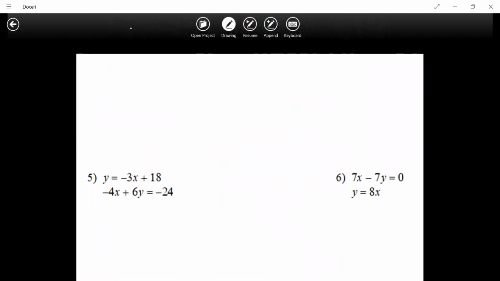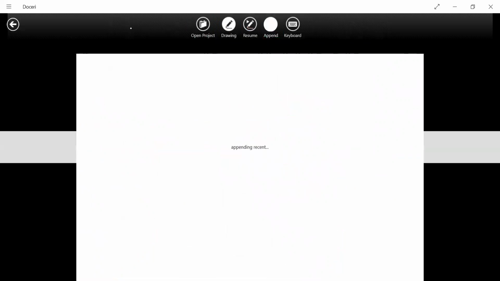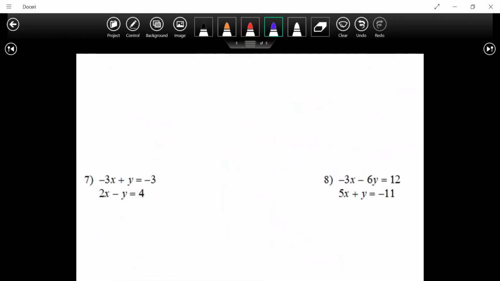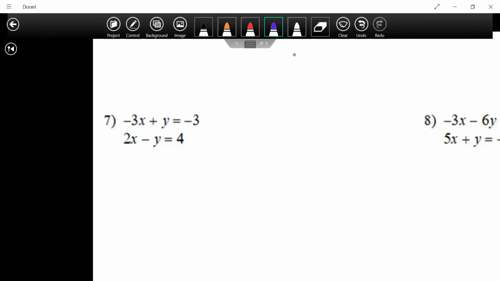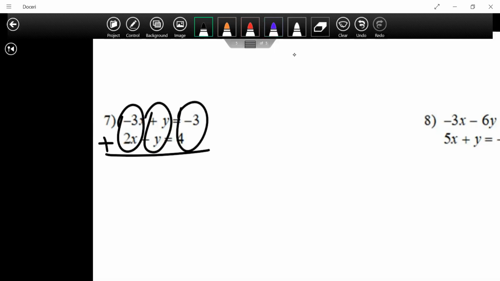We're going to do another one. Elimination. Let's do elimination. So let's practice our elimination practice. We're going to add up our columns. Our y's are going to cancel out. We're going to get negative x equals 1. Divide both sides by negative 1. X is going to be equal to what? Negative 1.